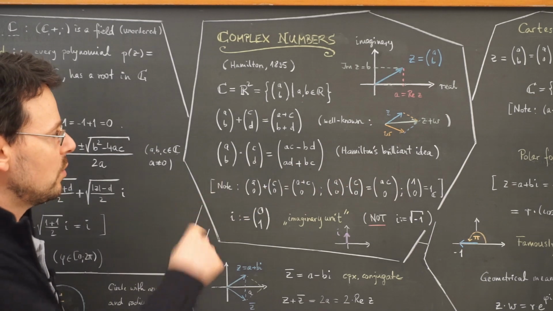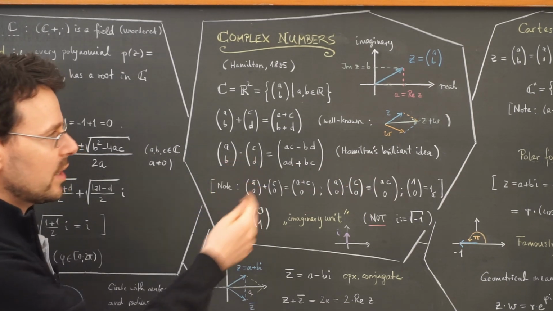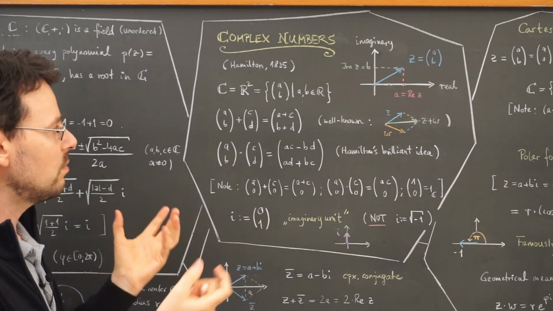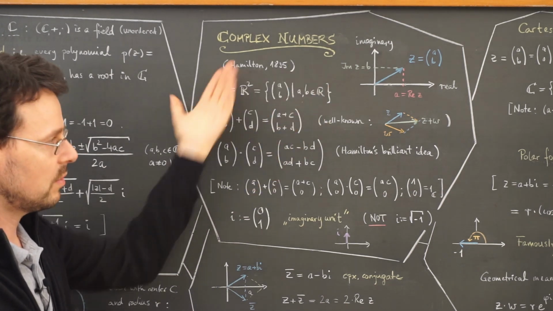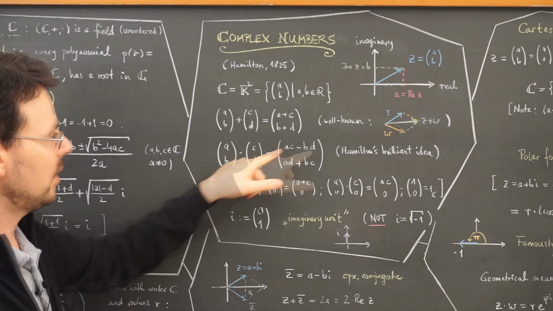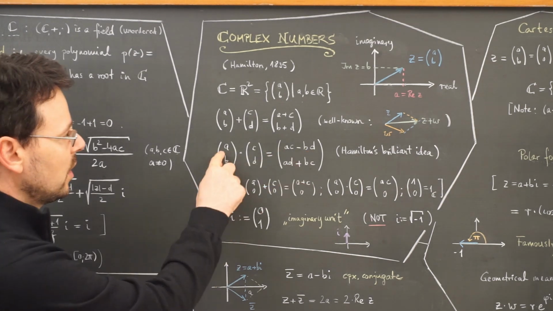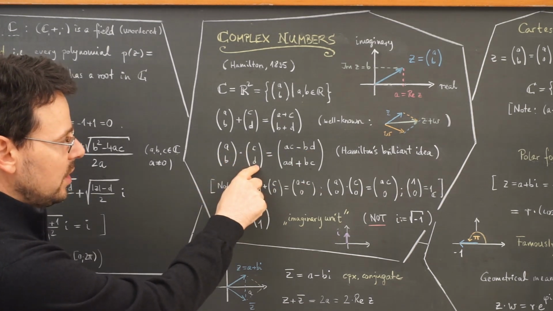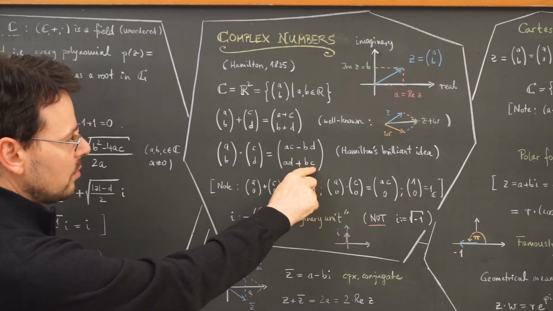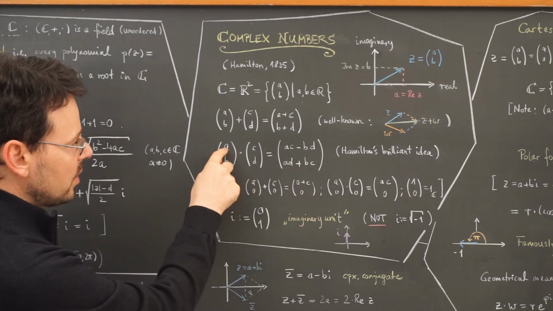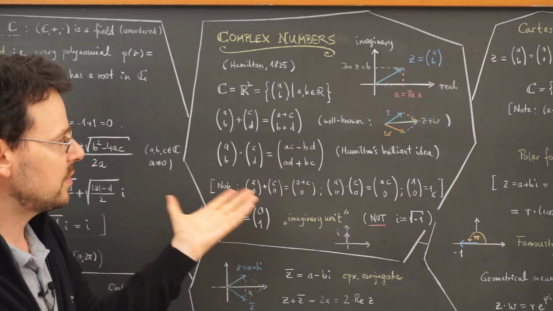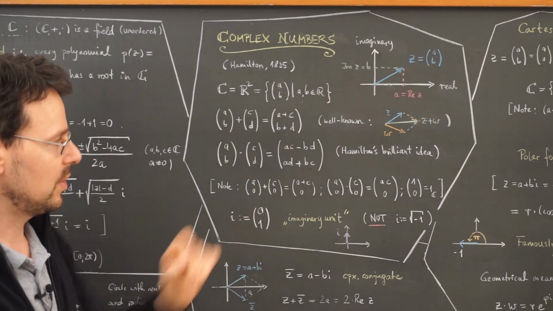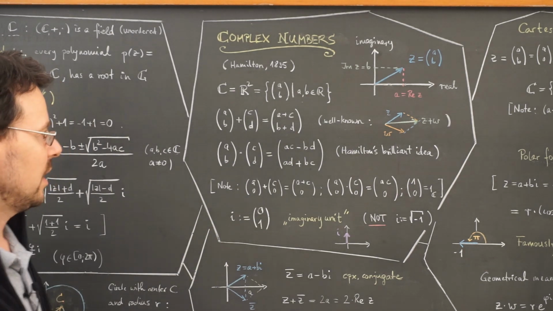Hamilton's brilliant new idea was to find a product of 2 vectors. So how to multiply 2 vectors? The product of 2 vectors or complex numbers is defined by the first component is AC minus BD, and the second component is AD plus BC. Now this seems very strange and unnatural, but it will become clear why Hamilton did it like that.